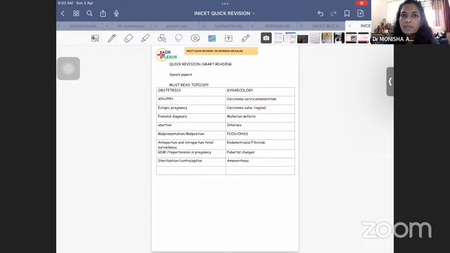Placenta is not asked in many other exams, but INI-CET concentrates on placenta, which is from basic obstetrics. So please read up on placenta properly, as that can definitely be a question. The normal placenta, placental formation, as well as the different placental abnormalities can be asked as image-based questions. And next, I'll be talking about the must-read topics.